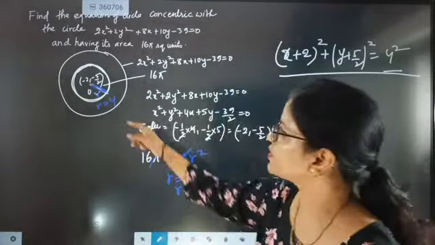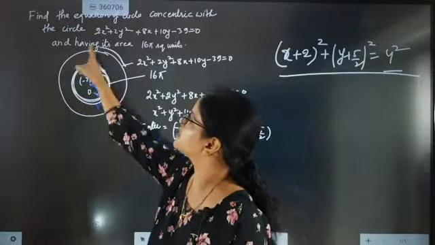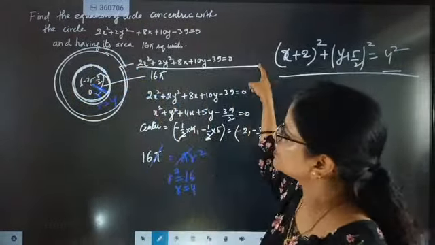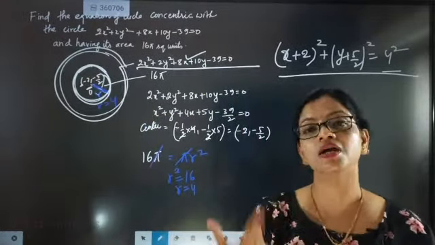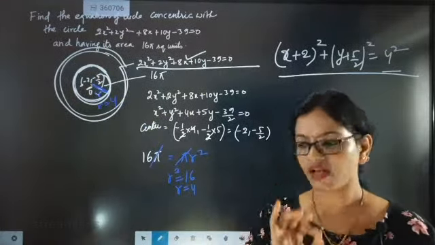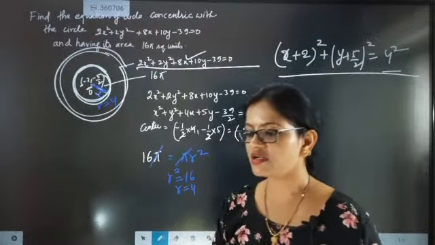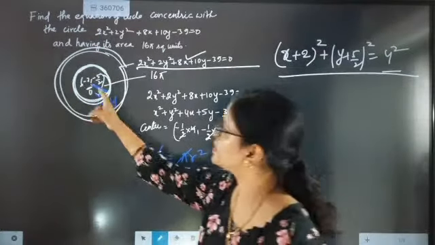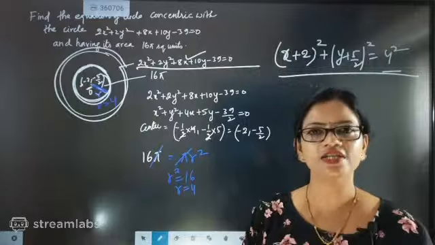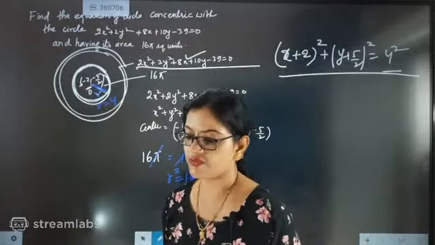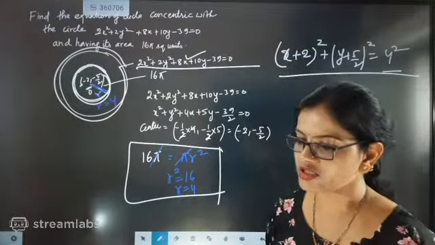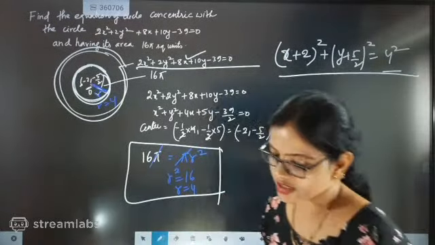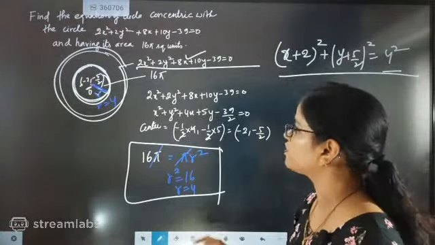Because we have to find the equation of this circle, the general equation of the circle is given. From this circle we got the center, because both circles are concentric. Concentric circles have a common center, so this center is common. Then we got the radius by using the formula that area is equal to pi r square. By using that concept we have got this answer. Now shall we solve the next question?